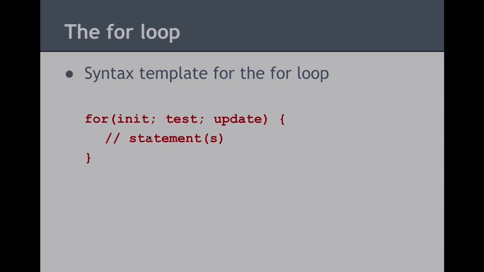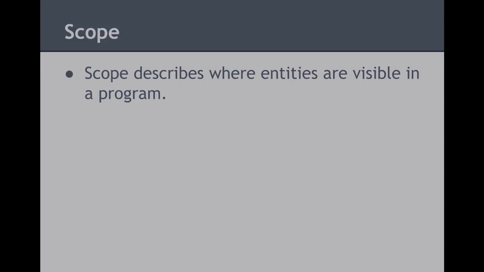Our loop statements, the body, can be one or more things. If it's only one statement, we wouldn't have to have the curly brackets, but in our style, we'll use curly brackets all the time so that we don't ever have to worry about forgetting them. Okay? So, before we move on to our practice example, we also have to talk about the idea of scope. Scope describes where entities are visible in a program. And entities are just a fancy word for variables, methods, class names, object names, things like that.